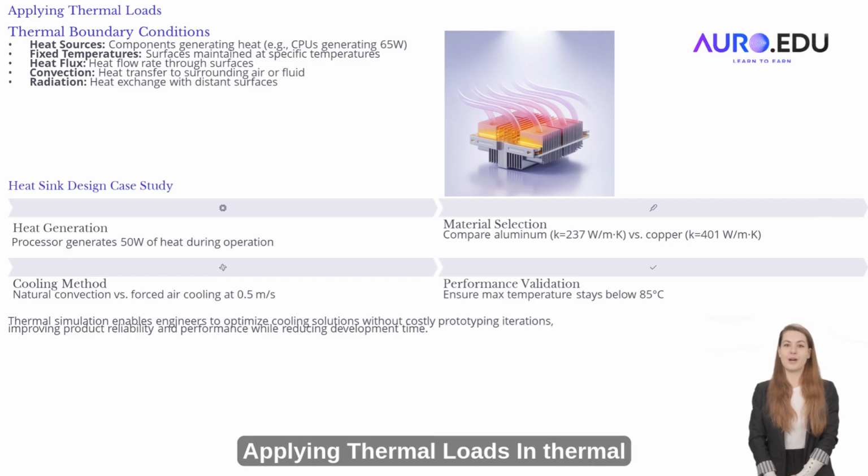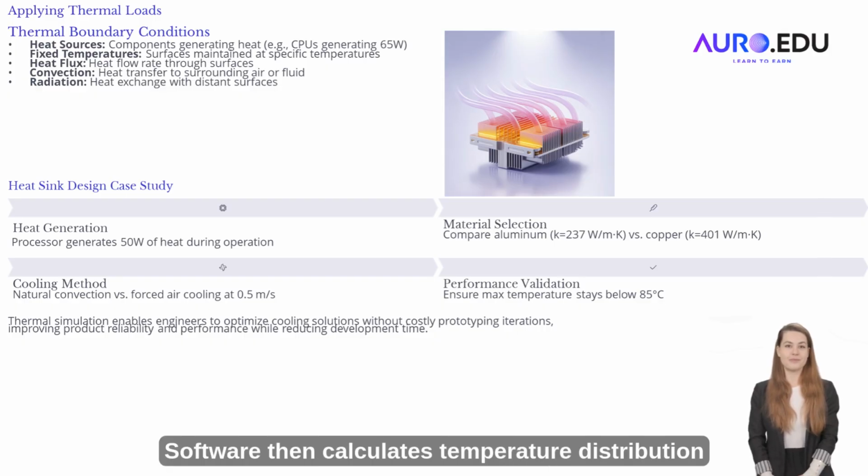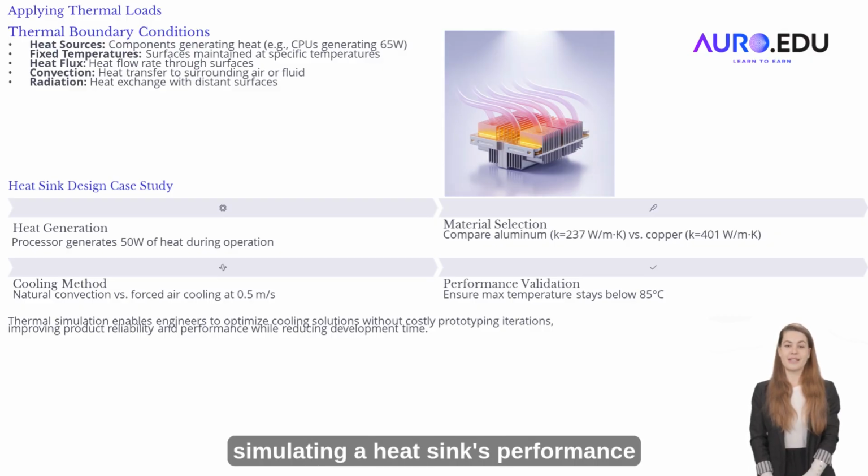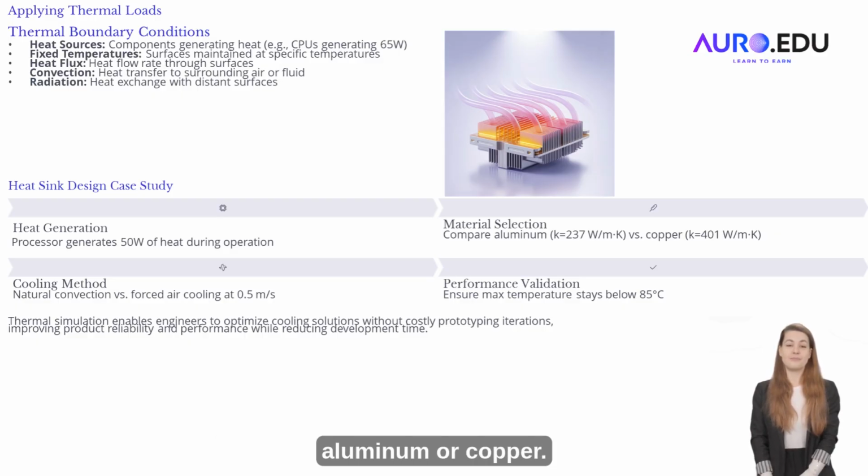11. Applying thermal loads. In thermal simulations, we define heat sources, like a chip generating 50 W, and boundary conditions, like air cooling. Software then calculates temperature distribution and thermal stress. For example, simulating a heat sink's performance can prevent overheating. Understanding thermal profiles also helps us choose between materials like aluminum or copper. It's essential in product safety and reliability.